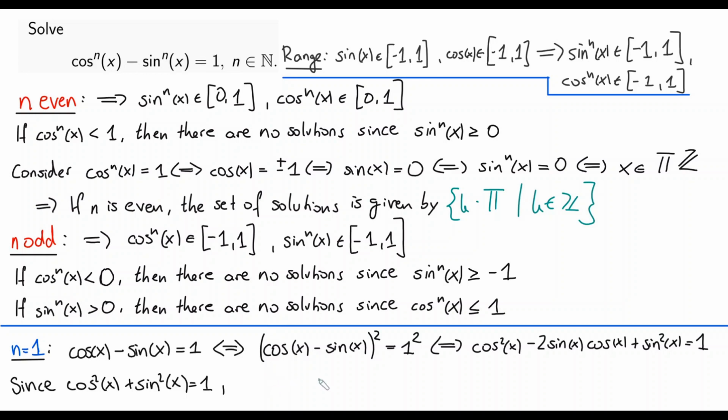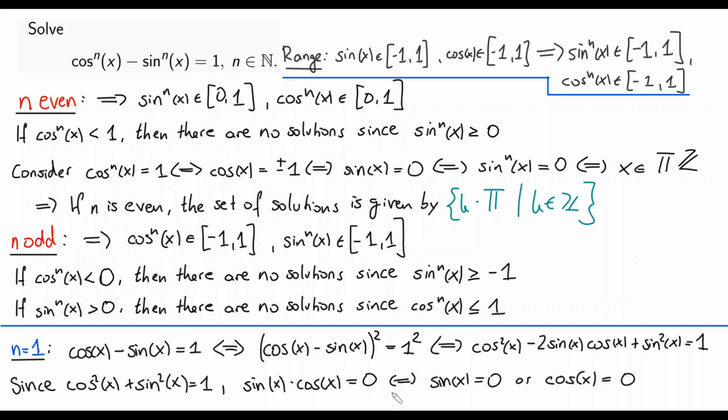And if that's the case, then this term here in the middle, so minus 2 times sine of x times cosine of x must equal 0. So in other words, sine of x times cosine of x must equal 0.